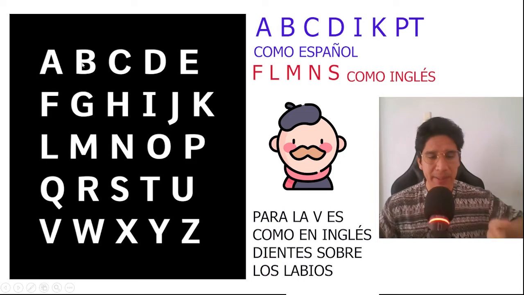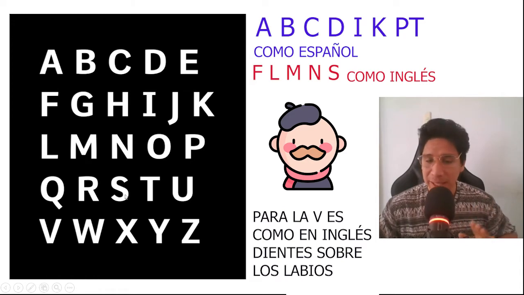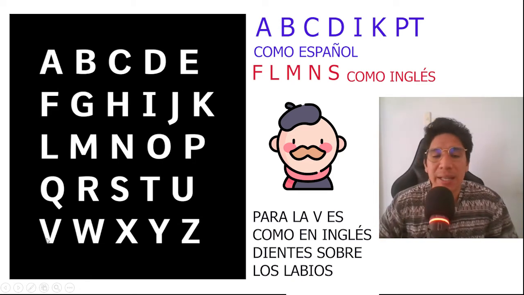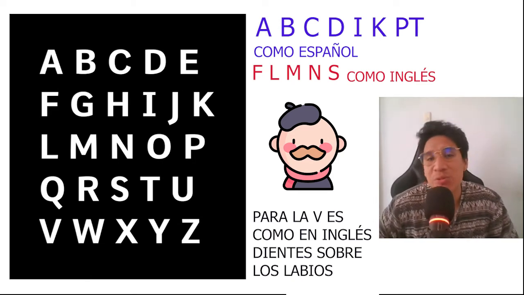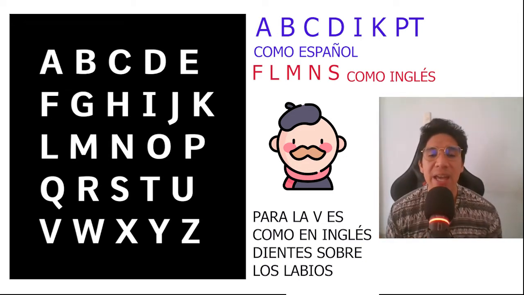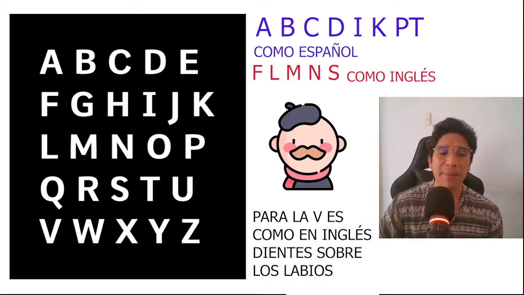A, B, C, D, E, F, G, H, I, J, K, L, M, N, O, P, Q, R, S, like English, S, T, U. Of course, we say V. In English, we say V, but you have to put your teeth here, so we say V. Simple. Then we have W.